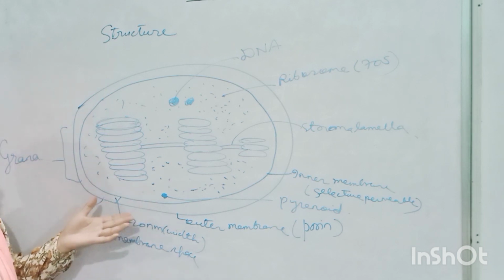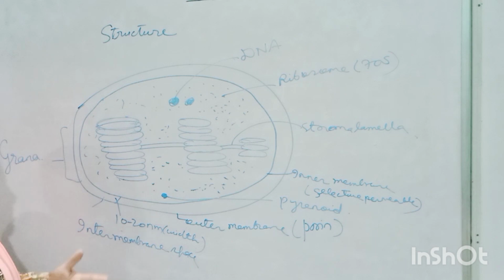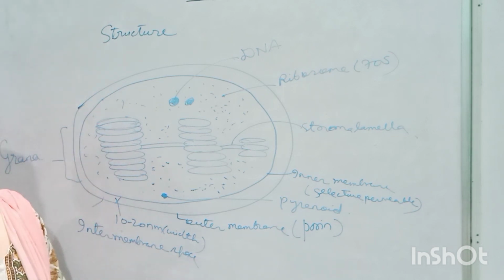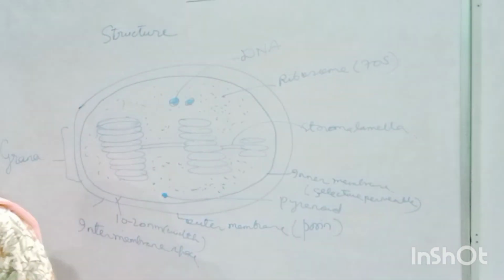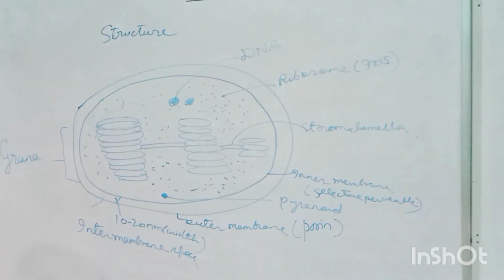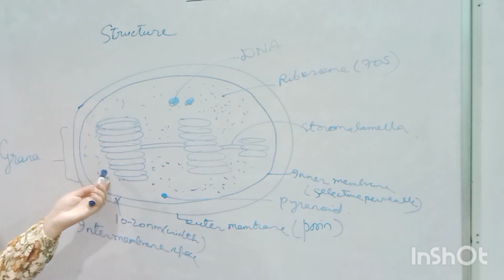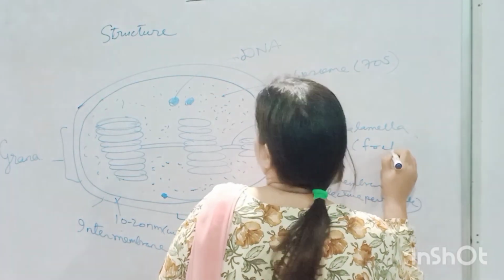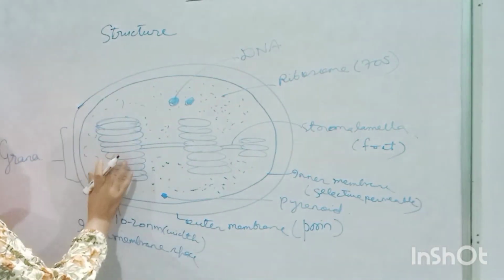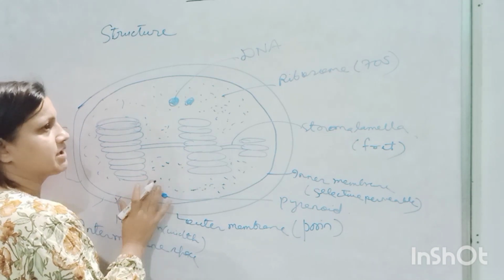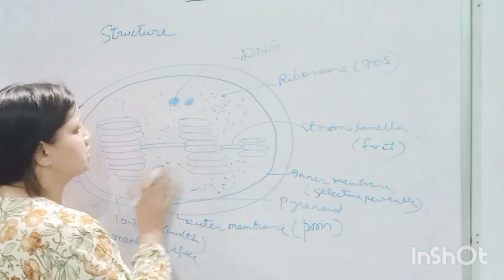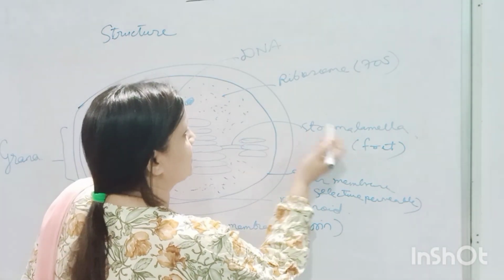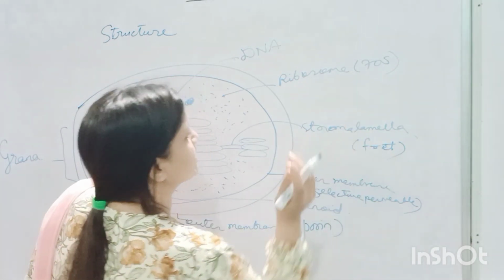The thylakoids may vary from 2 to 100 in number in the chloroplast. ये जो स्ट्रोमा लेमेला है, इसे हम फ्रेट भी बोलते हैं. It is called a frets. This one connects one thylakoid to another thylakoid. The connection between two thylakoids is done by the adjacent layer, that is stroma lamella, also called frets.